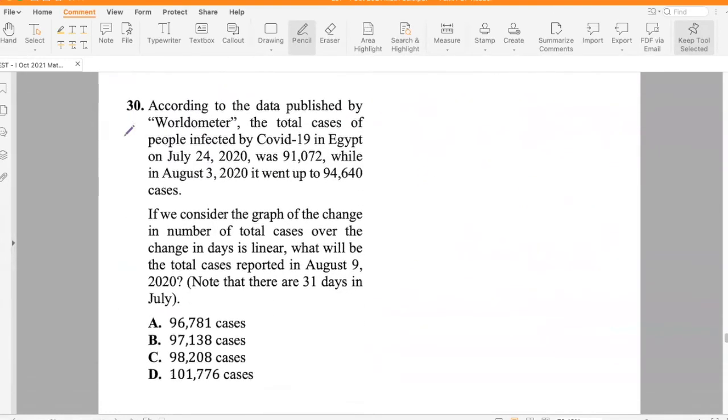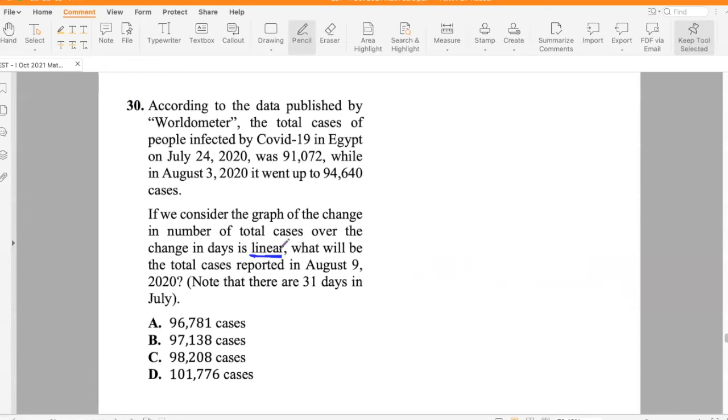According to the data published by Worldometer, the total cases of people infected by COVID-19 in Egypt on July 24 was 91,072, while on August 3, it went up to 94,640. If we consider the graph of the change in number of total cases over the change in days is linear, what will be the total cases reported on August 9?